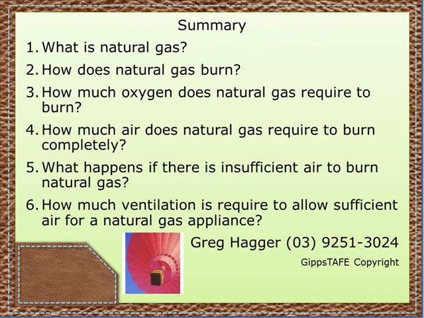In this presentation we've had a look at what is natural gas, we've had a look at how natural gas burns completely, and we've had a look at how much oxygen is required to burn natural gas, which is generally speaking 1 part natural gas to 2 parts oxygen. We have looked at how much air is required to burn natural gas completely, and generally speaking it is 1 part natural gas to 10 parts air. Then we have had a look at the production of carbon monoxide due to insufficient air to the natural gas burner, and lastly we have looked at the ventilation requirements as per Australian Standard 5601 for any gas appliance within a room.